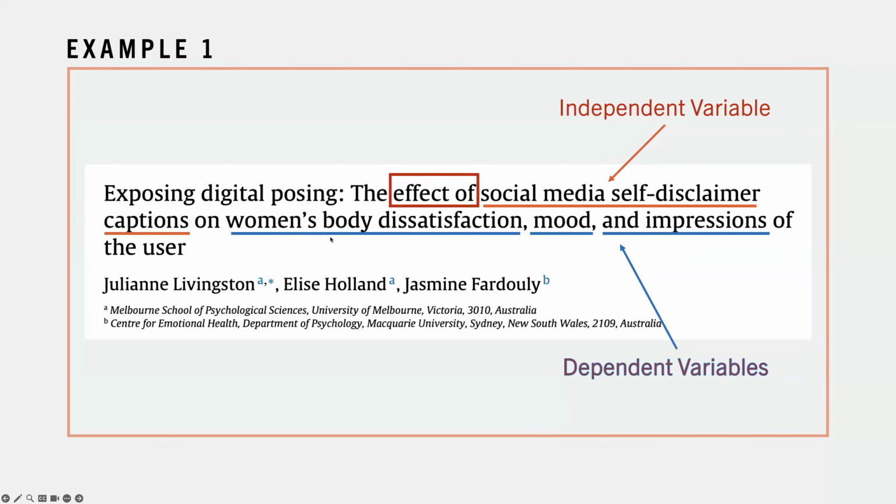And we have multiple dependent variables here. We have women's body dissatisfaction, mood, and impressions of the user. And notice this word on. So we're saying there's an effect of the independent variable on women's body dissatisfaction. That's our dependent variable. So you can think of it as the independent variable pushes the dependent variable. The dependent variable is dependent on what the independent variable is doing.